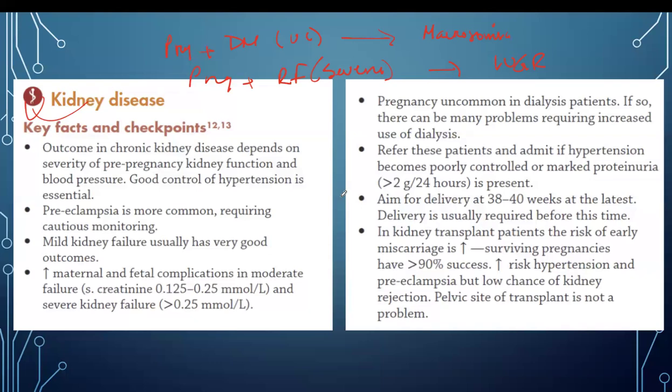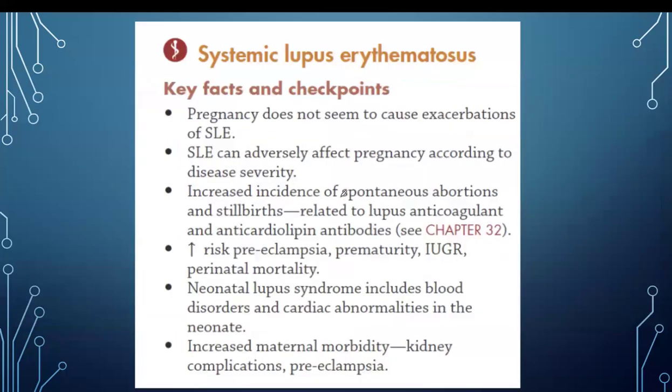So the effect depends on which one is worse. If diabetes is worse, then macrosomia. If renal failure is worse, then IUGR.